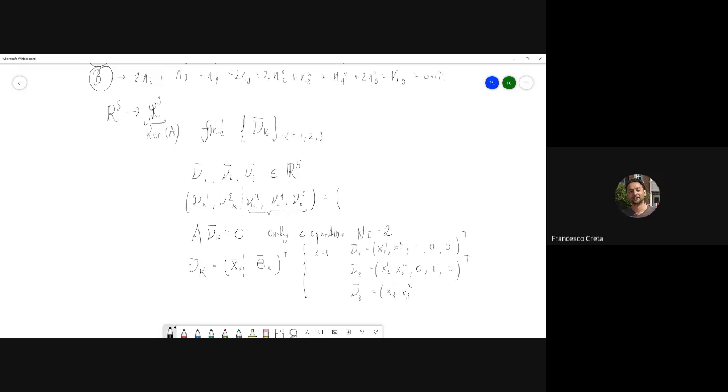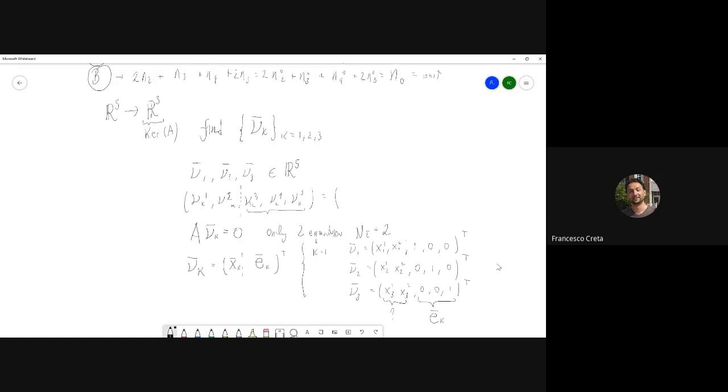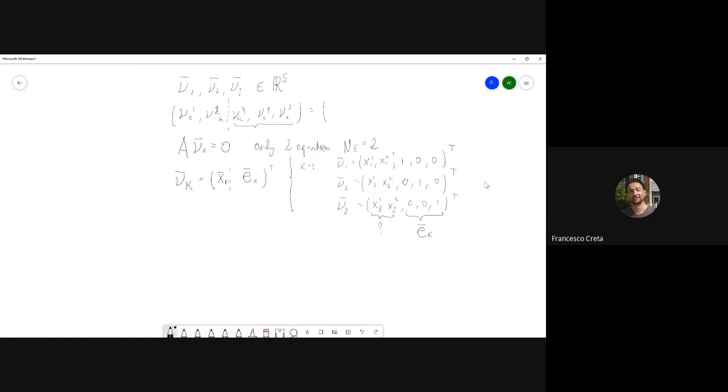Okay, 1, 2, and of course 0, 0, 1. So what I'm doing is imposing that the last 3 components be the canonical basis vectors, and I will have to find the first 2 components. So in short, this is my notation.